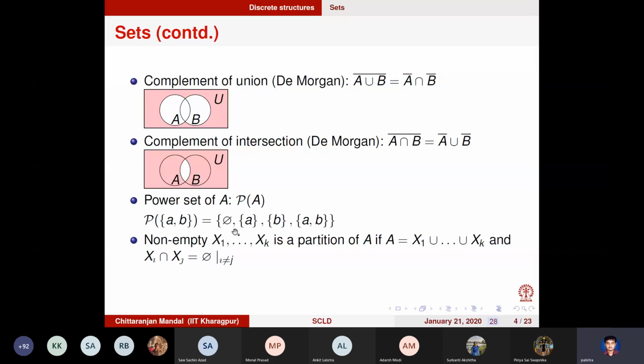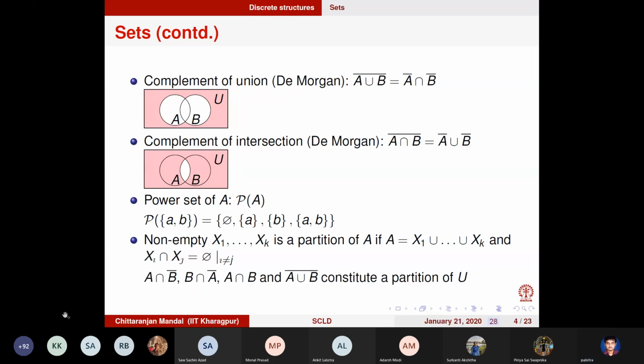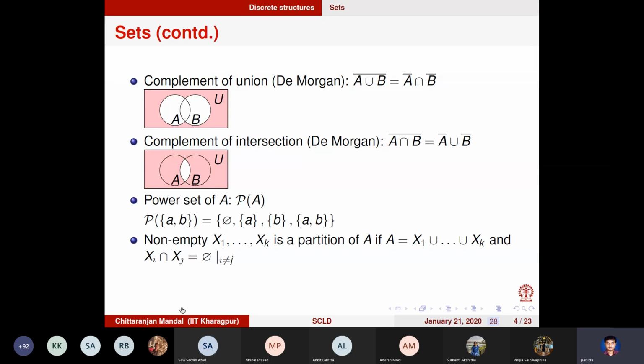You take any element, this would be. Let me see if I can write. Why is this pen not working? Anyway, forget it.